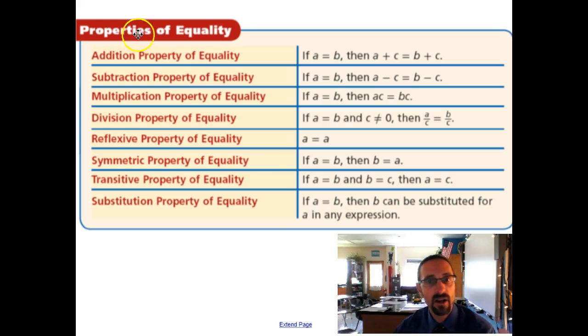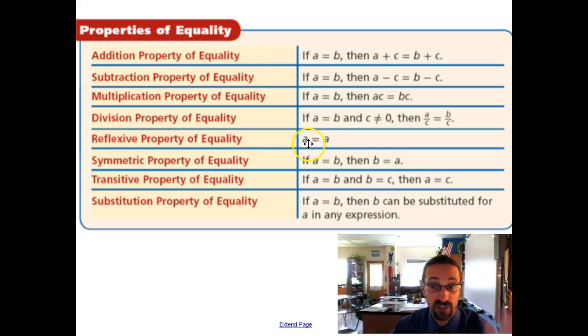Just as a reminder, there are 8 properties of equality. You should now be quite familiar with addition, subtraction, multiplication, and division. And again, this means if you add to one side, you add to the other side of the equal sign. If you subtract, you subtract. Multiply, multiply, divide, divide. These other 4 are quite relevant.